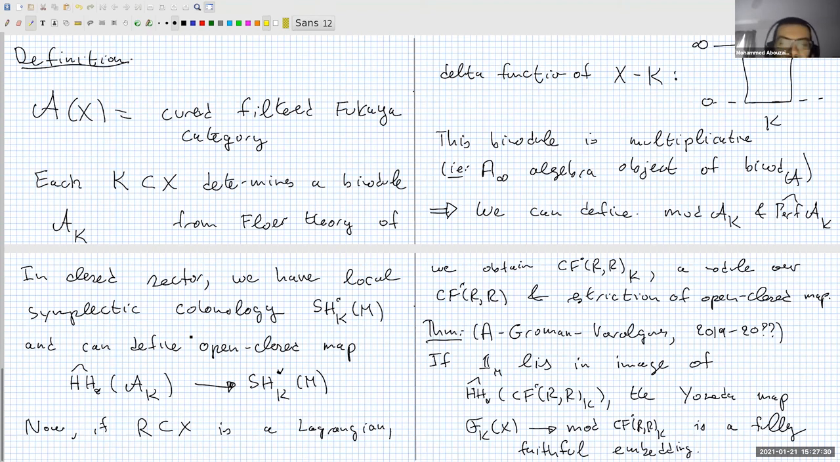And anything you would ever want to do, any kind of homological question you would want to ask about the local Fukaya category, can be basically detected by this reference Lagrangian, locally by this reference Lagrangian.